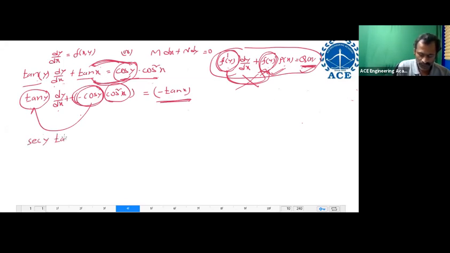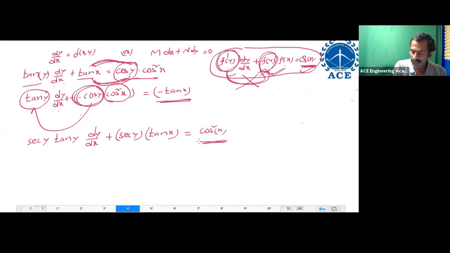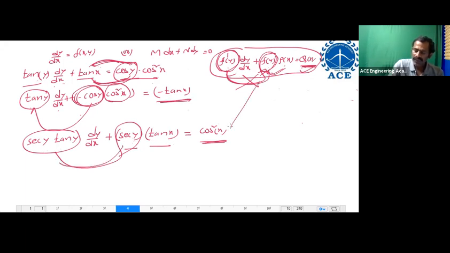Secant y tan y dy by dx plus secant y tan x equals cos square x. On the right-hand side there is only a function of x. The first term is a derivative times some function of y, and this function of y is the derivative of that function. Let me check it: the derivative of secant y is secant y tan y. So this equation is in the required form, and the condition is satisfied.